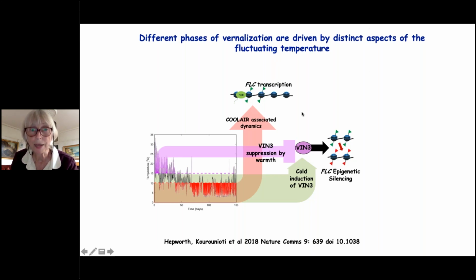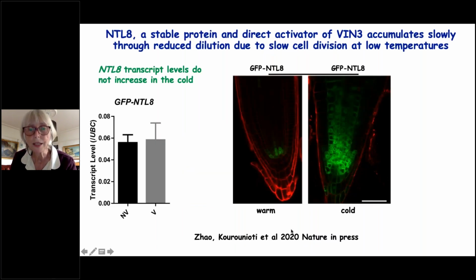Now we're looking at the molecular features of some of these. We're looking at the temperature effects on COOLAIR. We've also been looking at this very long-term induction of VIN3, and I'll just show one slide of that. The paper's about to come out. This was again through a genetic screen looking for regulators of VIN3 that would cause VIN3 to accumulate slowly at these temperatures of below about 12 degrees.